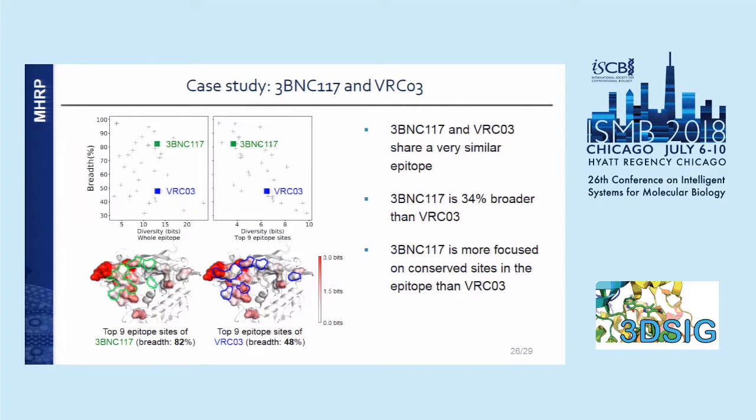So we checked their top 9 sites on the epitope. The epitope surfaces here are colored according to the Shannon entropy of each individual site. Red means very diverse. White means just conserved. We can see that 3BNC17 is pretty conserved on those sites in this epitope, but VRC03 may include some highly diverse sites in its top 9 set. So our interpretation is that 3BNC17 may gain its neutralization breadth by focusing more on the conserved sites than VRC03.